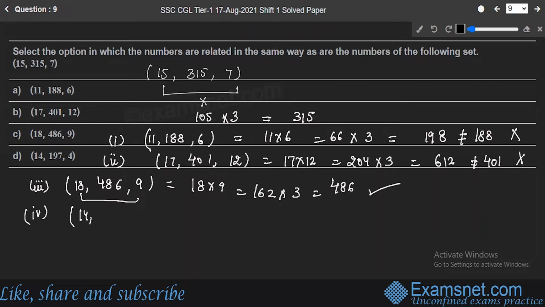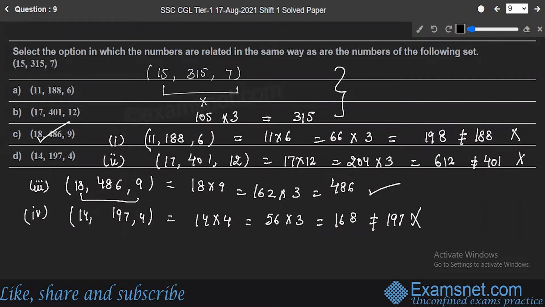So 14, 197, and 4. If I multiply 14 with 4, I get 56. If I multiply 56 with 3, I get 168, which is not equal to 197. So even option 4 is not the correct answer. Only option 3 is having the same rule as the given set. So option C is the correct answer to the question.